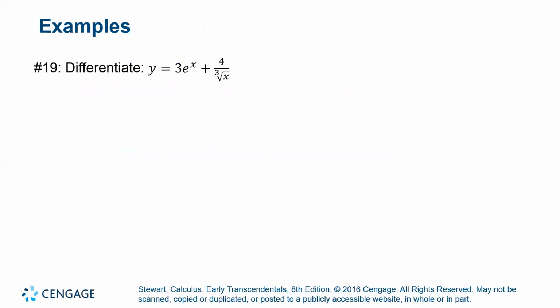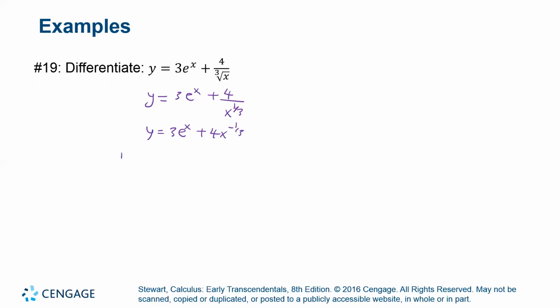Now, let's do one example and we'll do more examples later. We are given this function, and let's rewrite the function carefully. We have 3 times e to the x plus 4 divided by the cube root of x, which is x raised to 1/3. This is the same as 3e to the x plus 4x raised to negative 1/3.